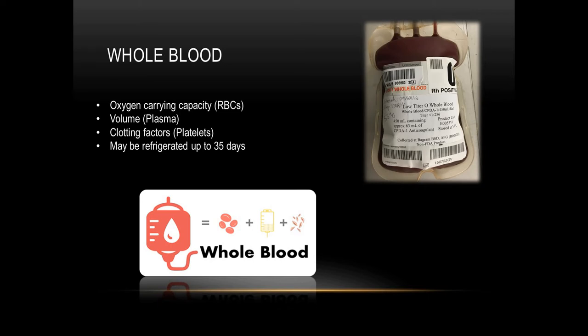So whole blood is just kind of the best of all of those worlds. We have that oxygen carrying capacity of the blood cells. We have that volume and clotting factors from the plasma and the platelets. And we can see here that it can actually be refrigerated for up to 35 days, which is a pretty good shelf life, just considering some of the other products. And that's kind of a newer thing. For a long time, whole blood could not be stored for very long at all. So we're seeing shelf lives increasing for this whole blood. And it's pretty exciting to see how that can start translating into our world in the pre-hospital environment.